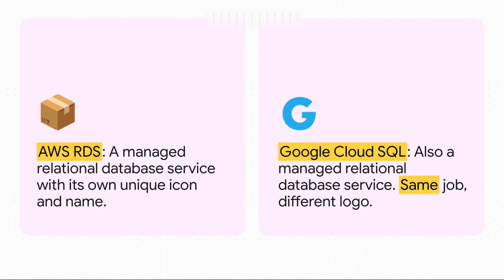Let's just zoom in on one quick example. On the left, you've got the AWS icon and name for its database service, RDS, and on the right, you've got Google's version, Cloud SQL. They look different, they're named differently, but functionally, they do the exact same thing. So here's the key. Once you understand the concept of a managed database, you'll be able to recognize it anywhere, no matter what logo they slap on it.